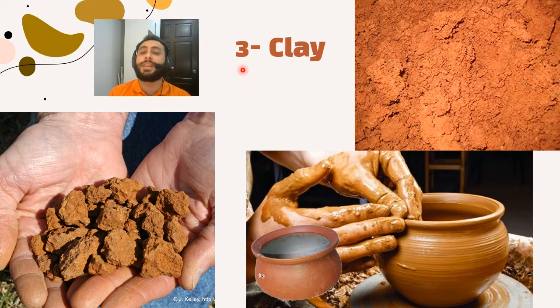Now next one is clay. Clay's color is orange or light brown. We use clay for many things. When you touch clay, it actually sticks to your hand. It's a little sticky. So we use clay to make a lot of things. For example, we make pots, bowls, plates, and a lot more.